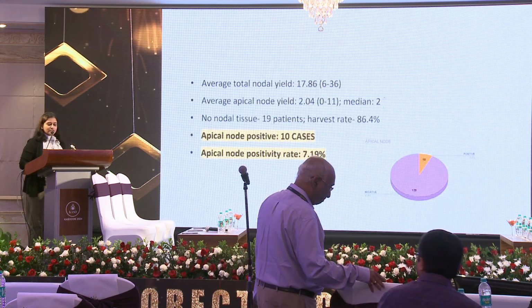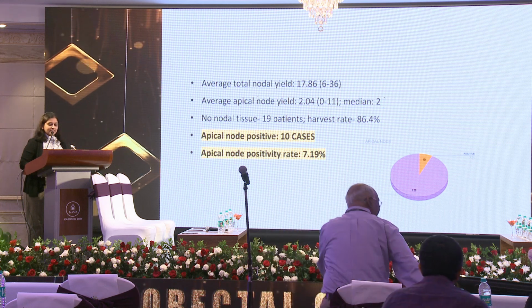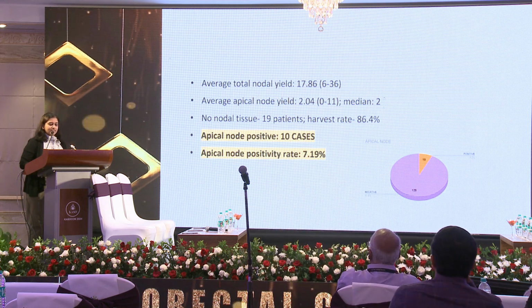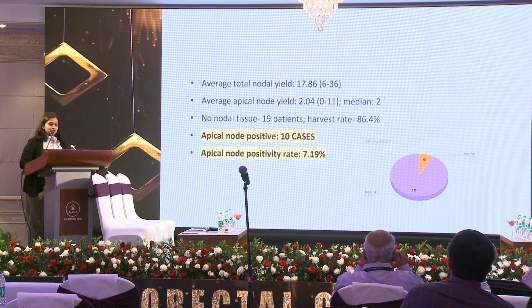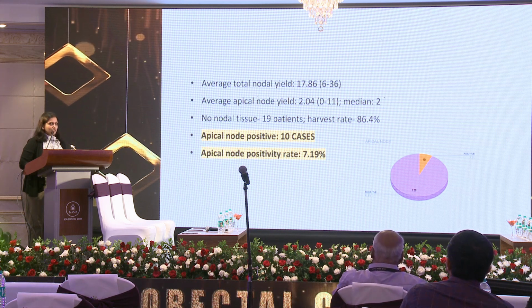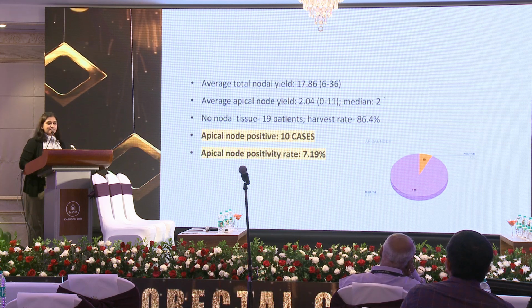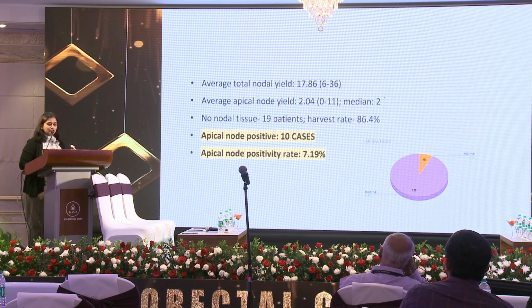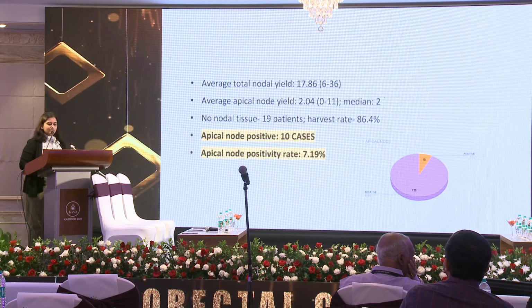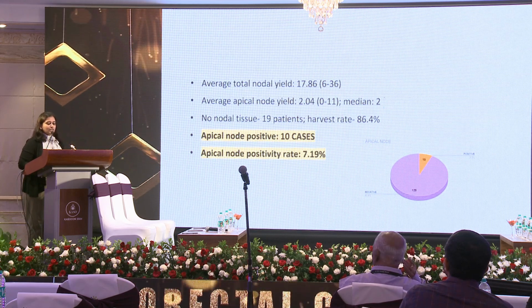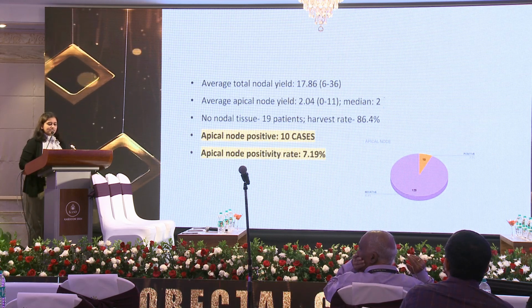The average total nodal yield was 17.86, ranging from 6 to 36, and the average apical nodal yield was 2.04, ranging from 0 to 11 with a median of 2. There was no nodal tissue present in 19 patients in whom we had dissected and sent out a node, which came as fibrofatty tissue in the final HPR. So the apical node harvest rate was 86.4%.